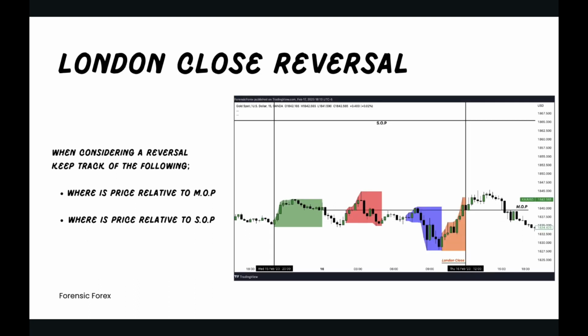When considering a reversal, keep in track of the following: where is price relative to MLP, and where is price relative to SOP. This allows us to keep in mind if price is in a premium or a discount. This will give us more confidence about which side of the market we should consider. Are we buyers or sellers?